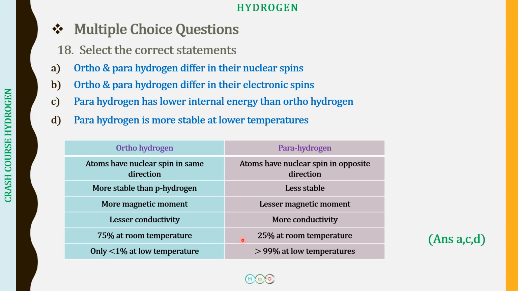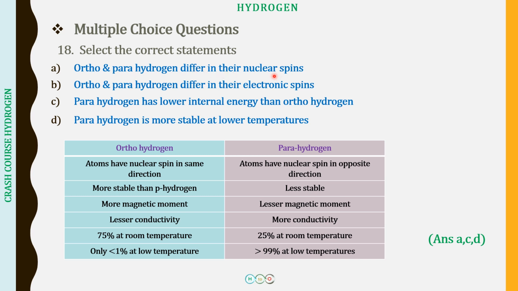It can go up till 99 or 100%. In fact, at 0 Kelvin, you will find pure parahydrogen. But at higher temperatures, we will have both ortho as well as para, and it is impossible to isolate orthohydrogen, but at a lower temperature we will be able to isolate parahydrogen.